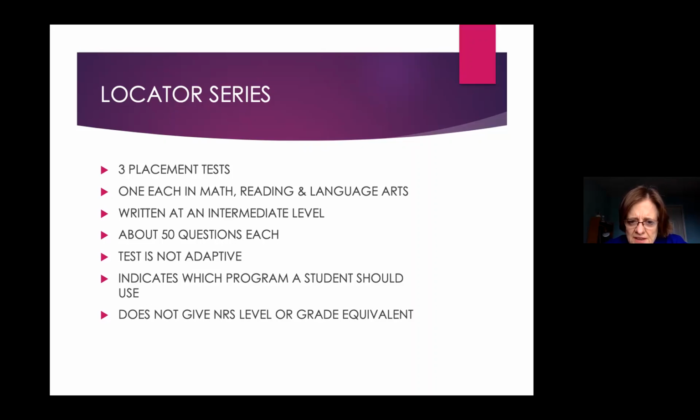The math, I just started going through the locator for this. The second question had a variable in it, had an X in it. So if you have someone who's a basic literacy student, it seems to me it's not really a good screening. There's about 50 questions, and the test is not adaptive. If you begin to get questions wrong, it doesn't make it a little bit easier. It just is 50 questions, and I think a raw score of how many you get right tells you which program the student should use.